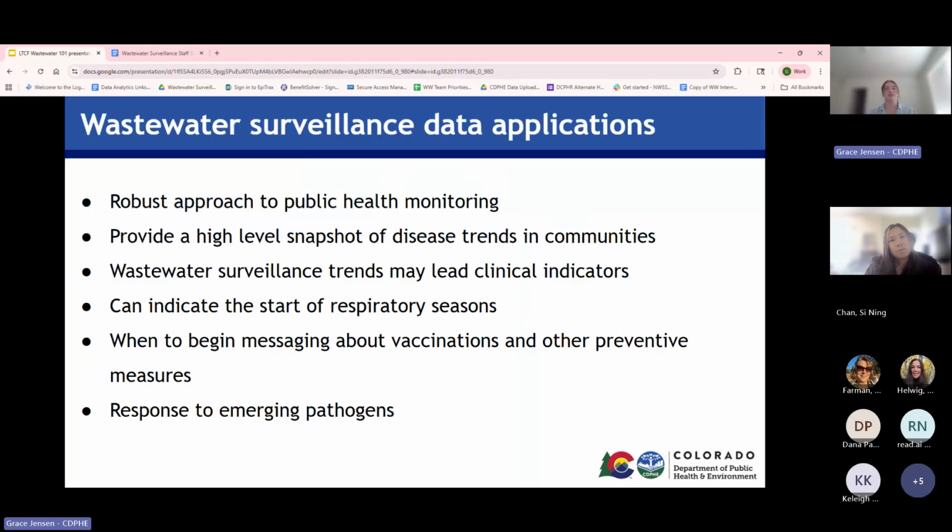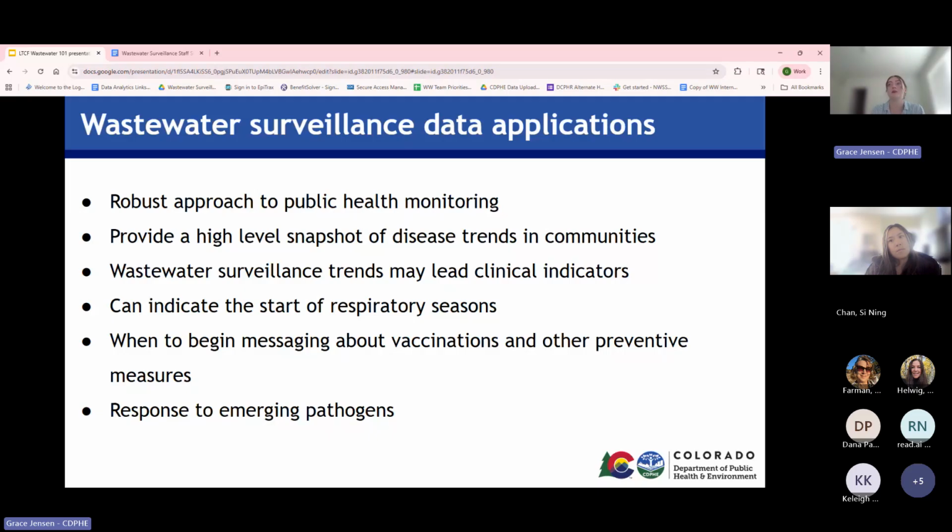So what are some applications of our wastewater data? It's a really robust approach to public health monitoring. It really complements the data that is already existing. It provides this really high-level snapshot of disease trends in communities. And like we learned with COVID, these wastewater surveillance trends may lead clinical indicators.